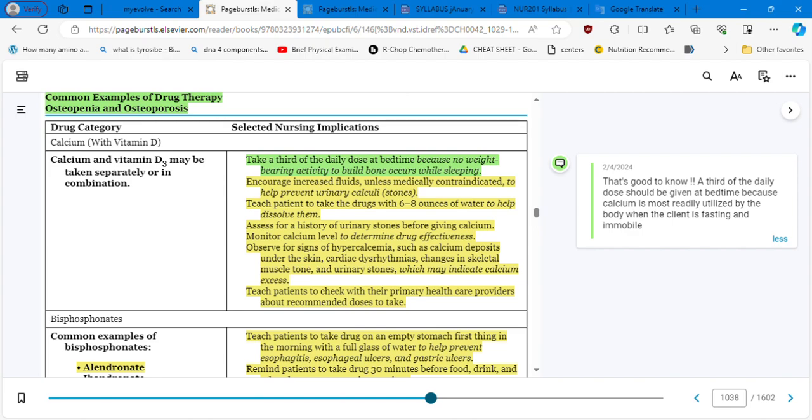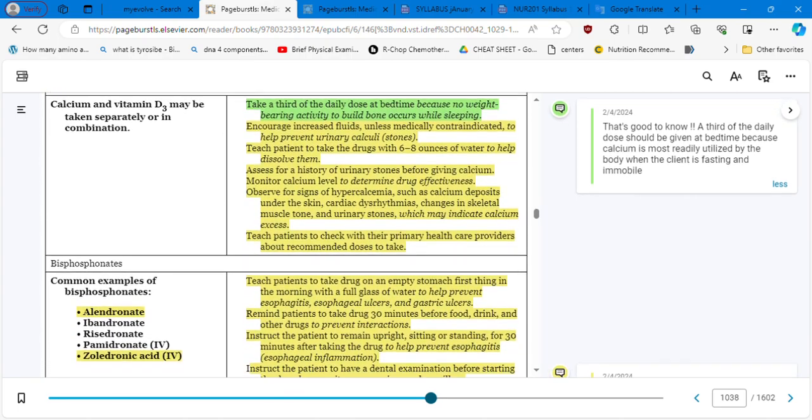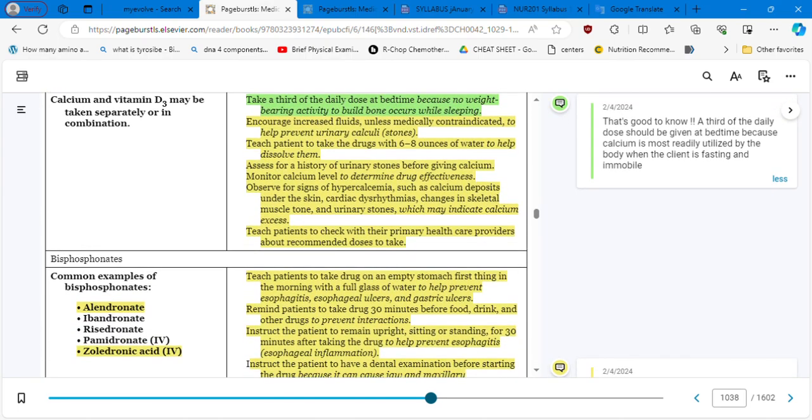Okay, for calcium, you need to drink a lot of fluids. Assess for urinary stones before giving calcium, and monitor calcium level. Observe for hypercalcemia, such as calcium deposits. There are little deposits that are formed close to the joints or any part in the body, okay? Teach patients to check with their primary healthcare providers about the recommended dose to take.